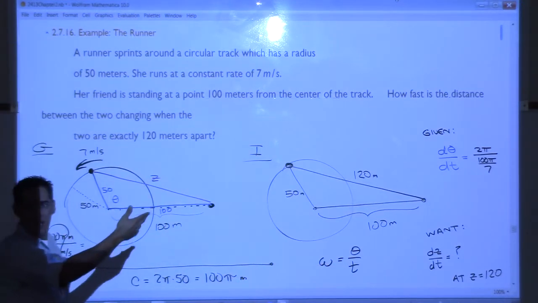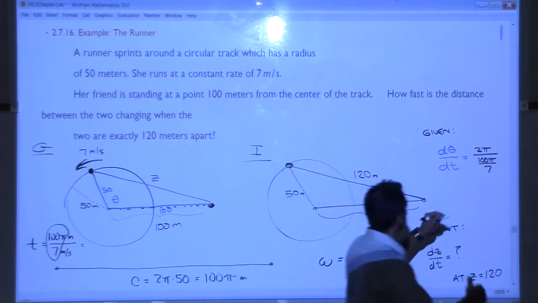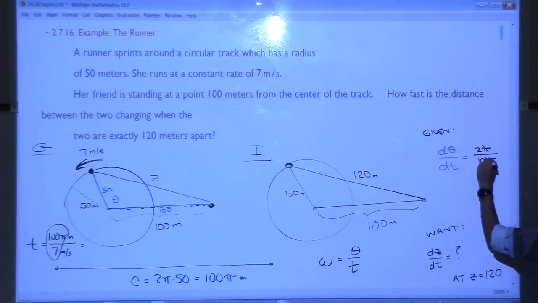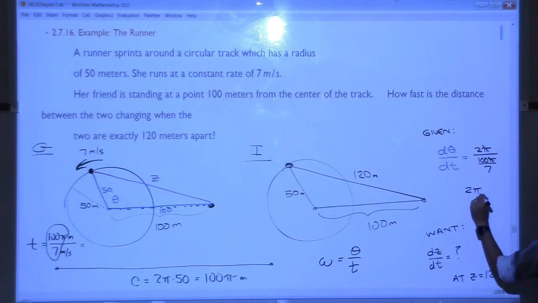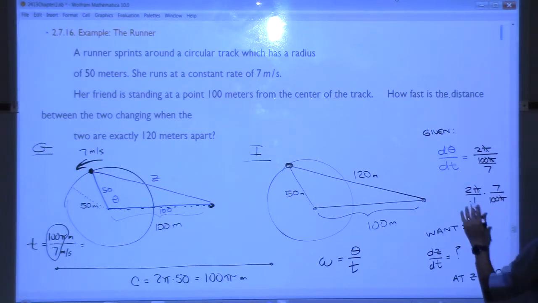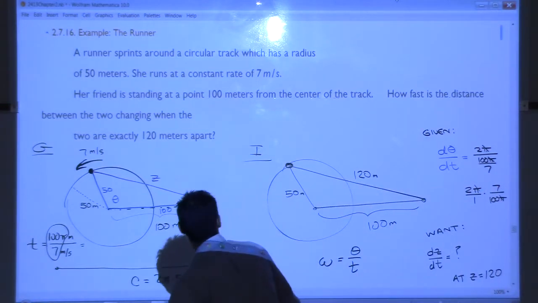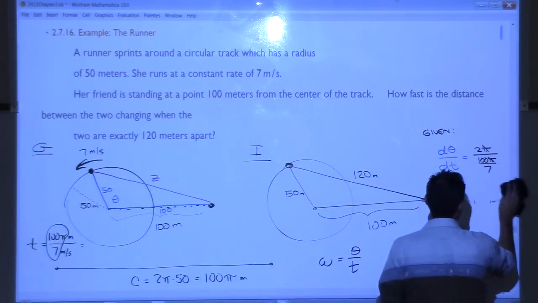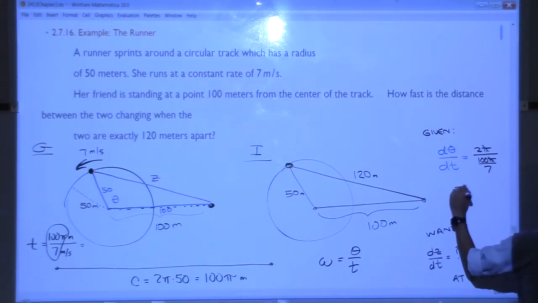So that cleans up. Now you see why I didn't do decimals? The pi's cancel on this one. Remember, this is the same as 2 pi over 1 times 7 over 100 pi, right? So you just get 7 over 50. So at the end of the day, our d theta dt is 7 over 50.